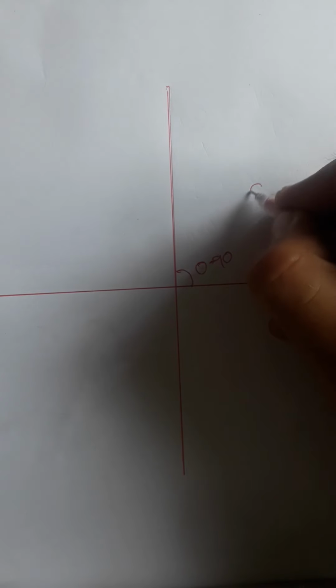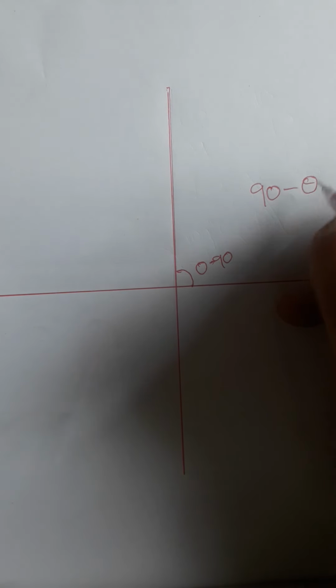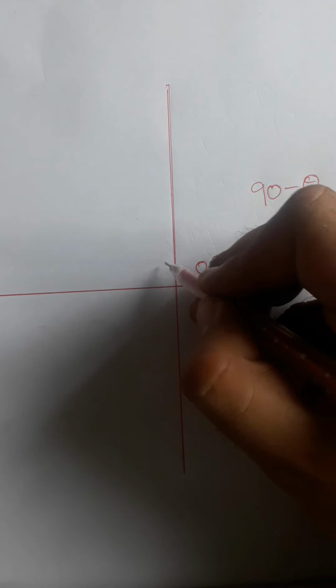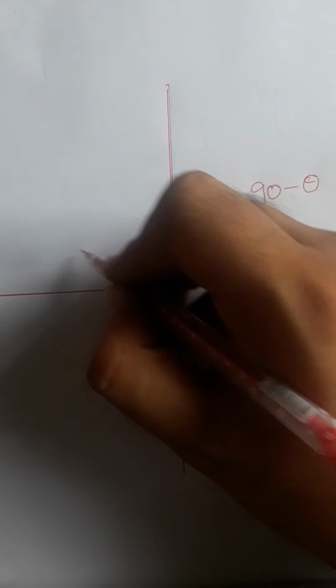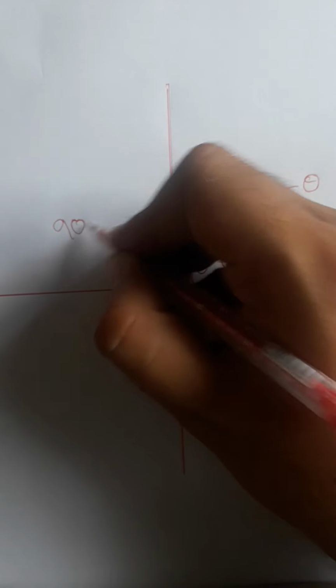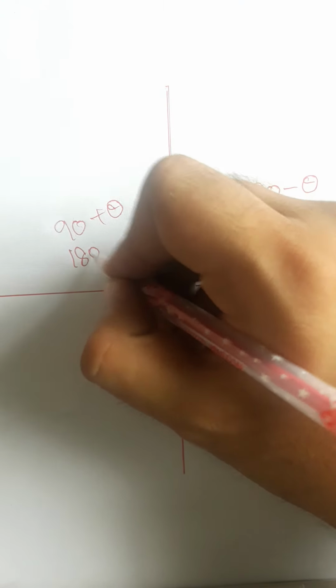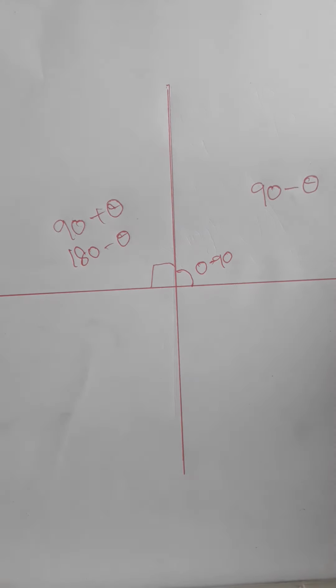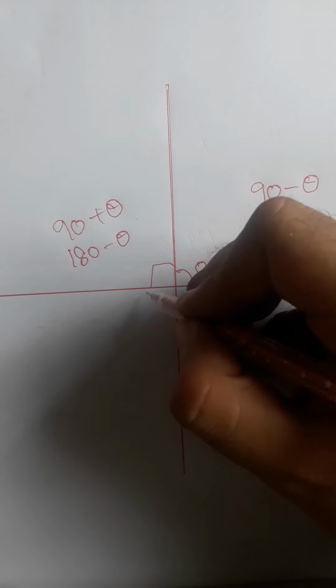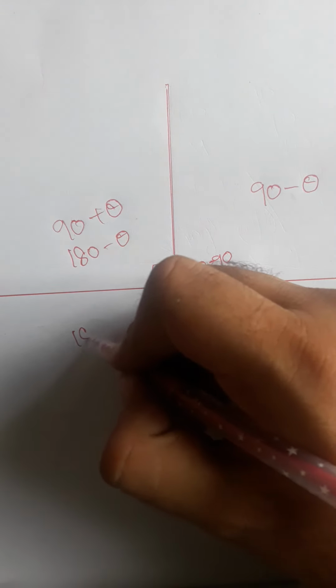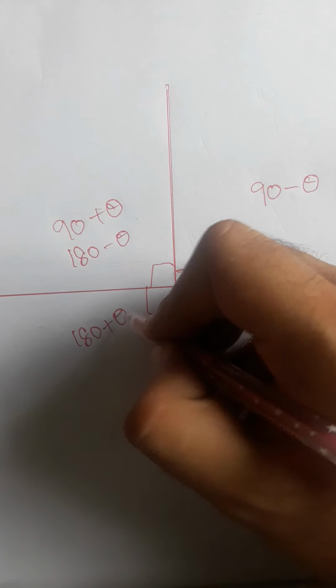So what will we write here? It is less than 90, that is 90 minus theta. Theta is nothing but the angle. In the same way, from here to here, it is more than 90 degrees, right? It's more than 90 degrees. In the same way, it is less than 180 degrees, 180 minus theta, right? In the same way, from here to here, it is more than 90 degrees.